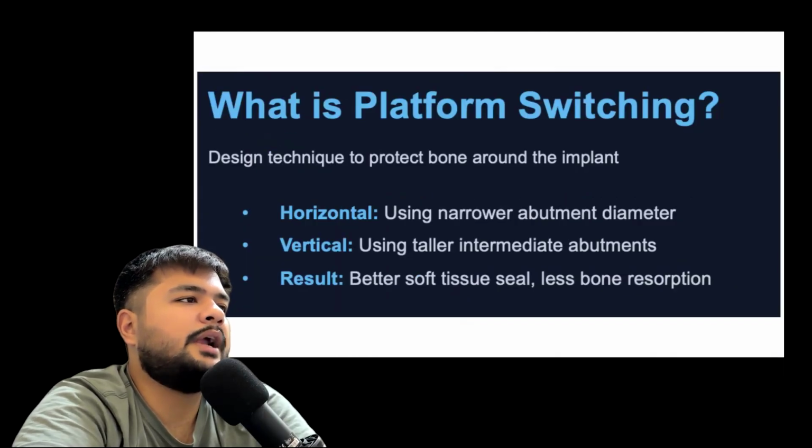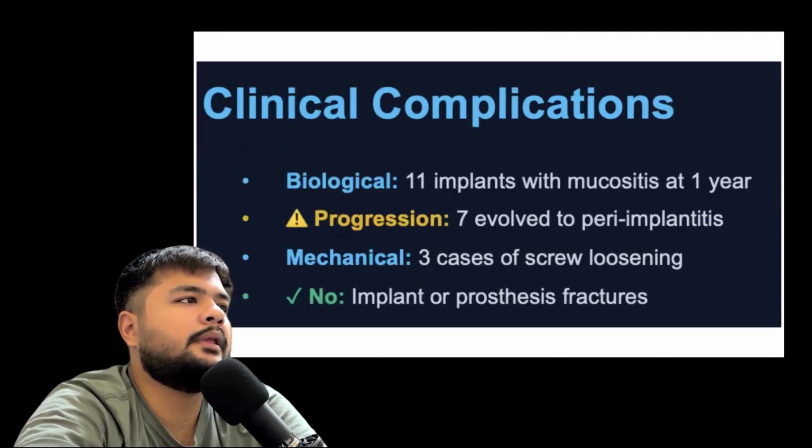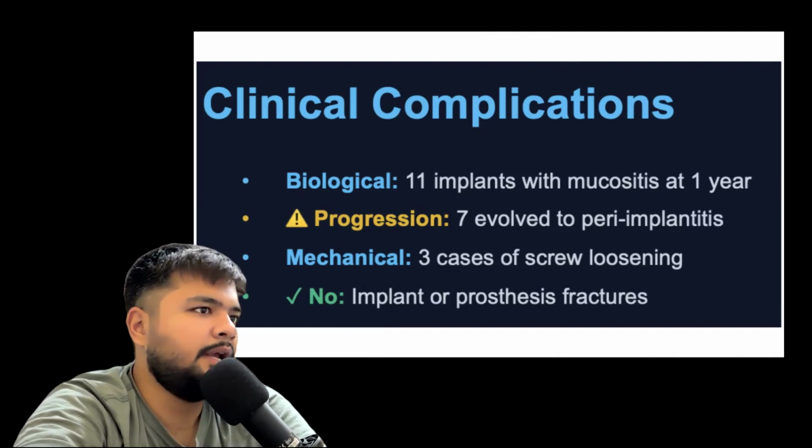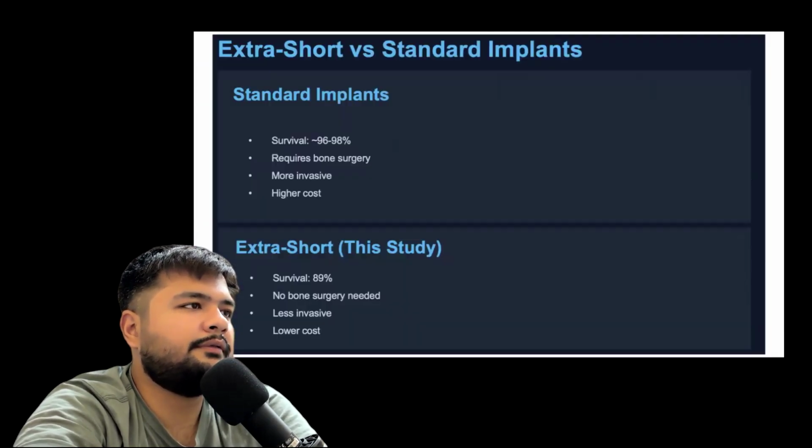Then coming to what is platform switching. So I have discussed this as well earlier: horizontal, using a narrower abutment diameter, vertical, using taller intermediate abutments, result in better soft tissue seal and less bone resorption. Then coming to the clinical complications, the biological: 11 implants with mucositis at 1 year, 7 progressed to peri-implantitis. Mechanical complications: 3 cases of screw loosening, and no implant or prosthetic fractures.